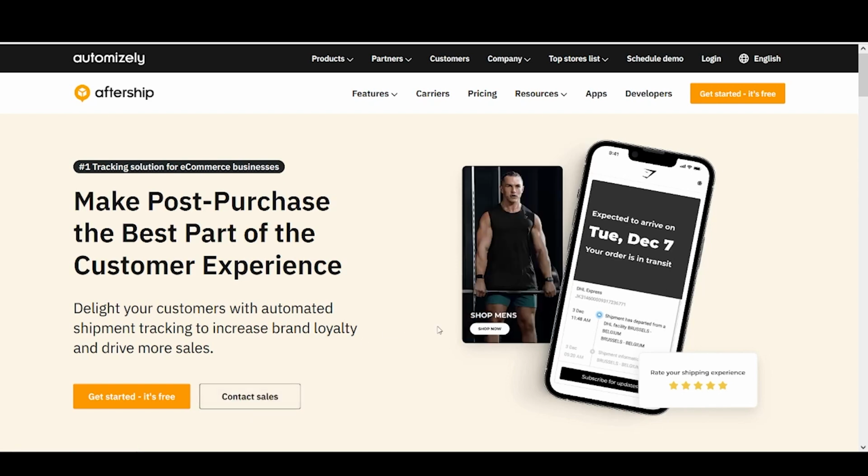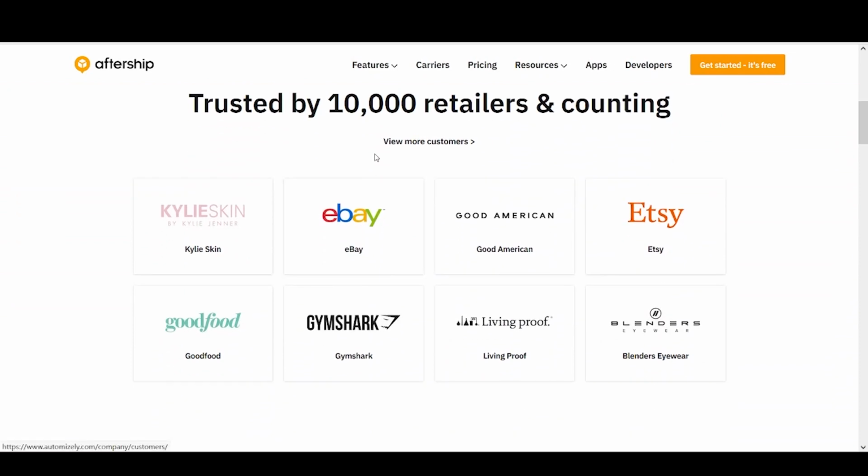But let's move on. Let's go below the fold. Okay, let's scroll down a little bit. Trusted by 10,000 retailers and counting. Yeah, that's pretty good. Got some good social proof here. That's unusual. Can you see how my pointer's changing here for eBay and Etsy? So it seems like I can click on these two. Let's just see where that takes us.